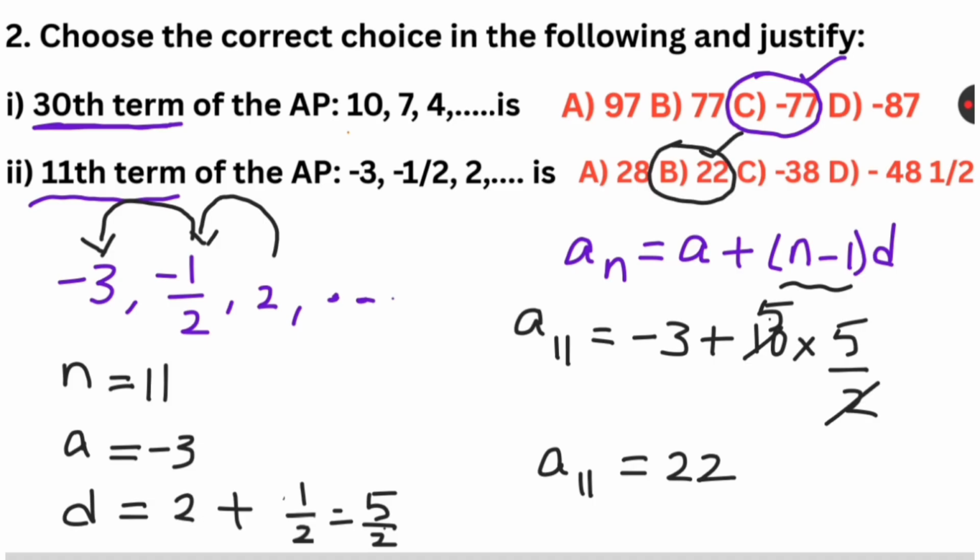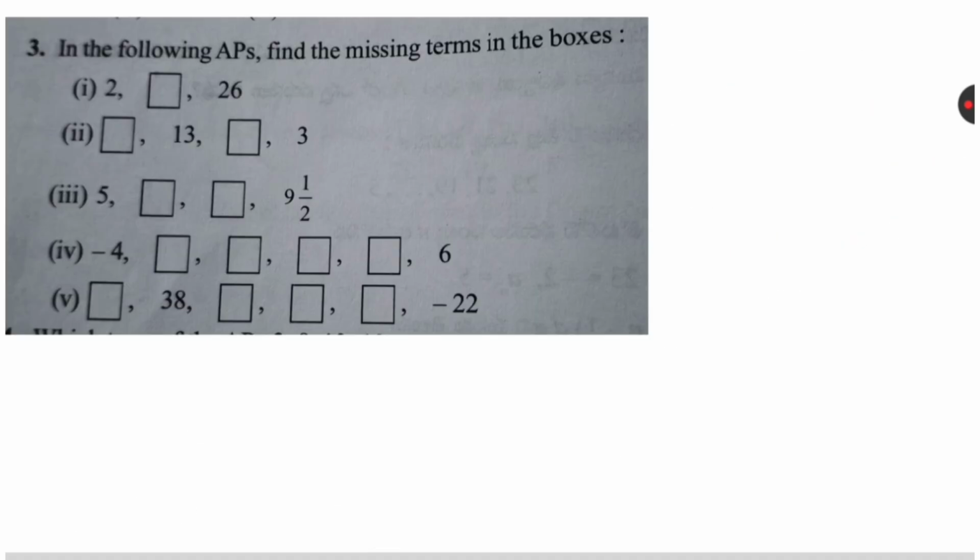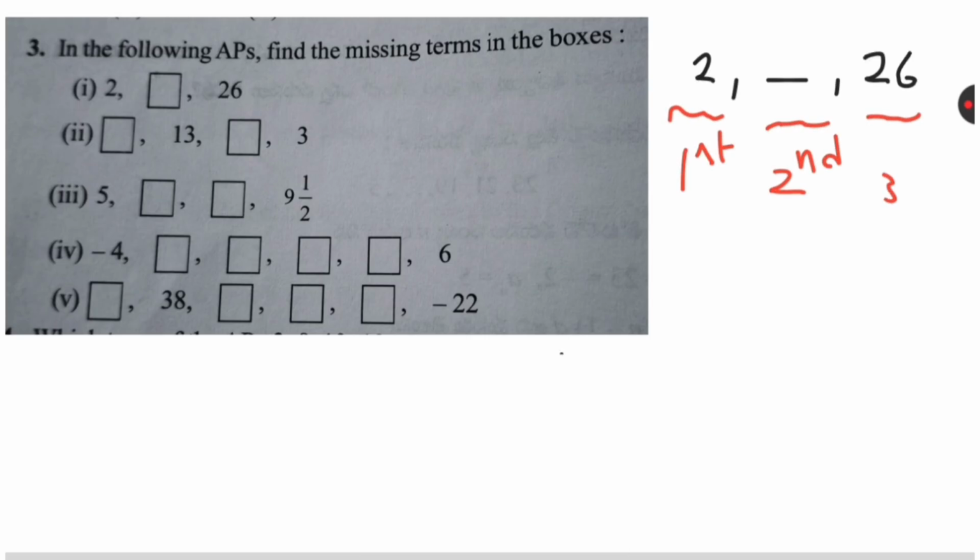Let's see another question. What they are asking is, in the following arithmetic progressions, find the missing terms in the boxes. So what is the first question? 2, the missing term, and 26. Here what we know is that this is the first term, the missing term is the second term and 26 is the third term. We know that, isn't it? So that means the first term, which is a, has the value 2. The third term, that is a3, is 26.